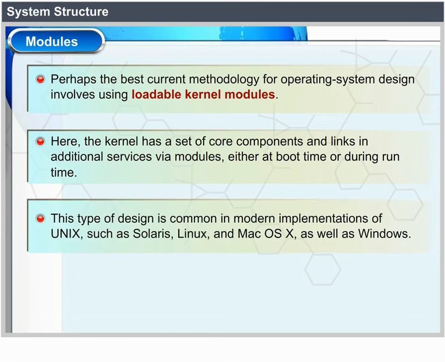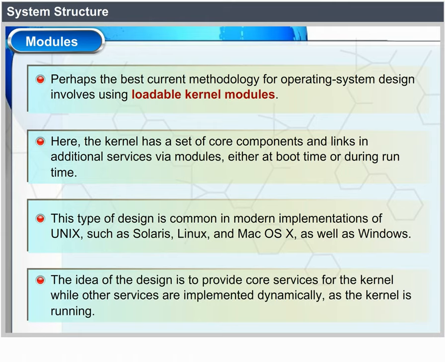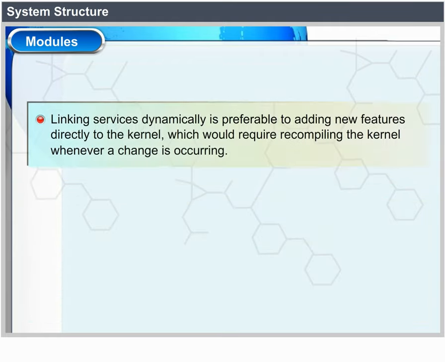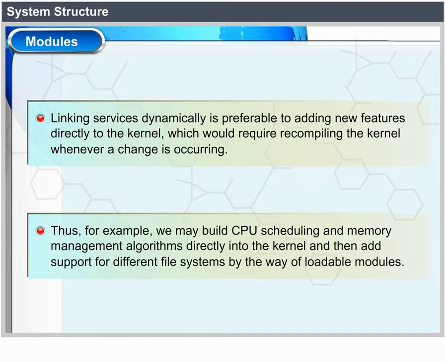The idea of the design is for the kernel to provide core services while other services are implemented dynamically as the kernel is running. Linking services dynamically is preferable to adding new features directly to the kernel, which would require recompiling the kernel every time a change was made. Thus, for example, we might build CPU scheduling and memory management algorithms directly into the kernel and then add support for different file systems by way of loadable modules.